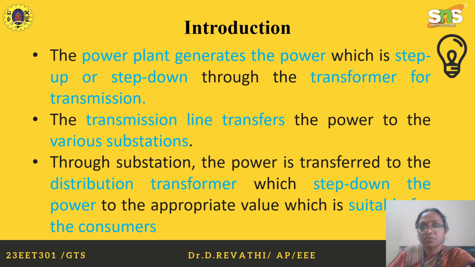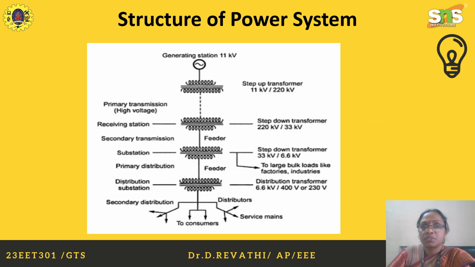The transmission line transfers the power to the various substations. Wherever we need a step down or step up to the appropriate value suitable for the consumer, it is stepped down or stepped up and transferred to the users. So this is the structure of the power system, consisting of the generation station up to the consumers, distributors, and the secondary distributions. This diagram can normally be considered as the structure of the power system.